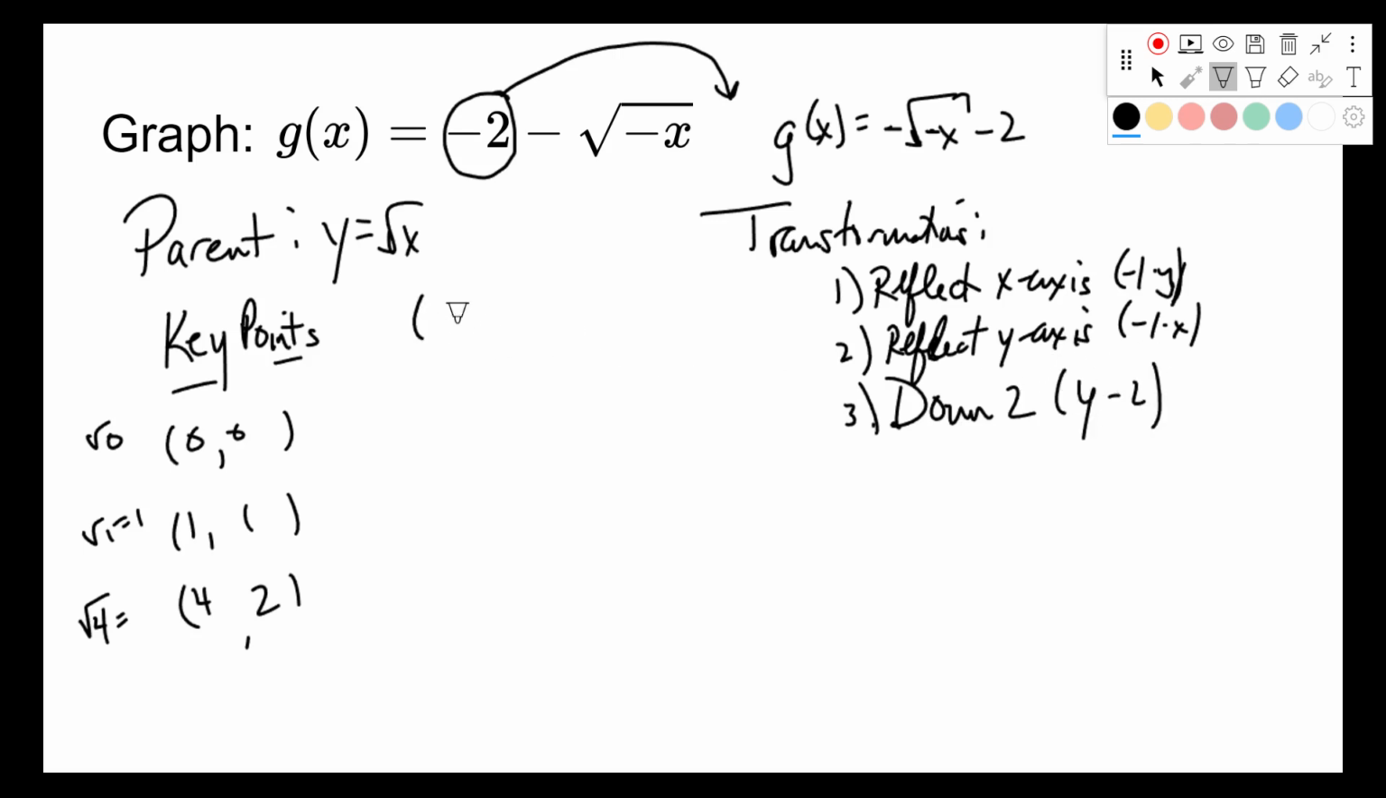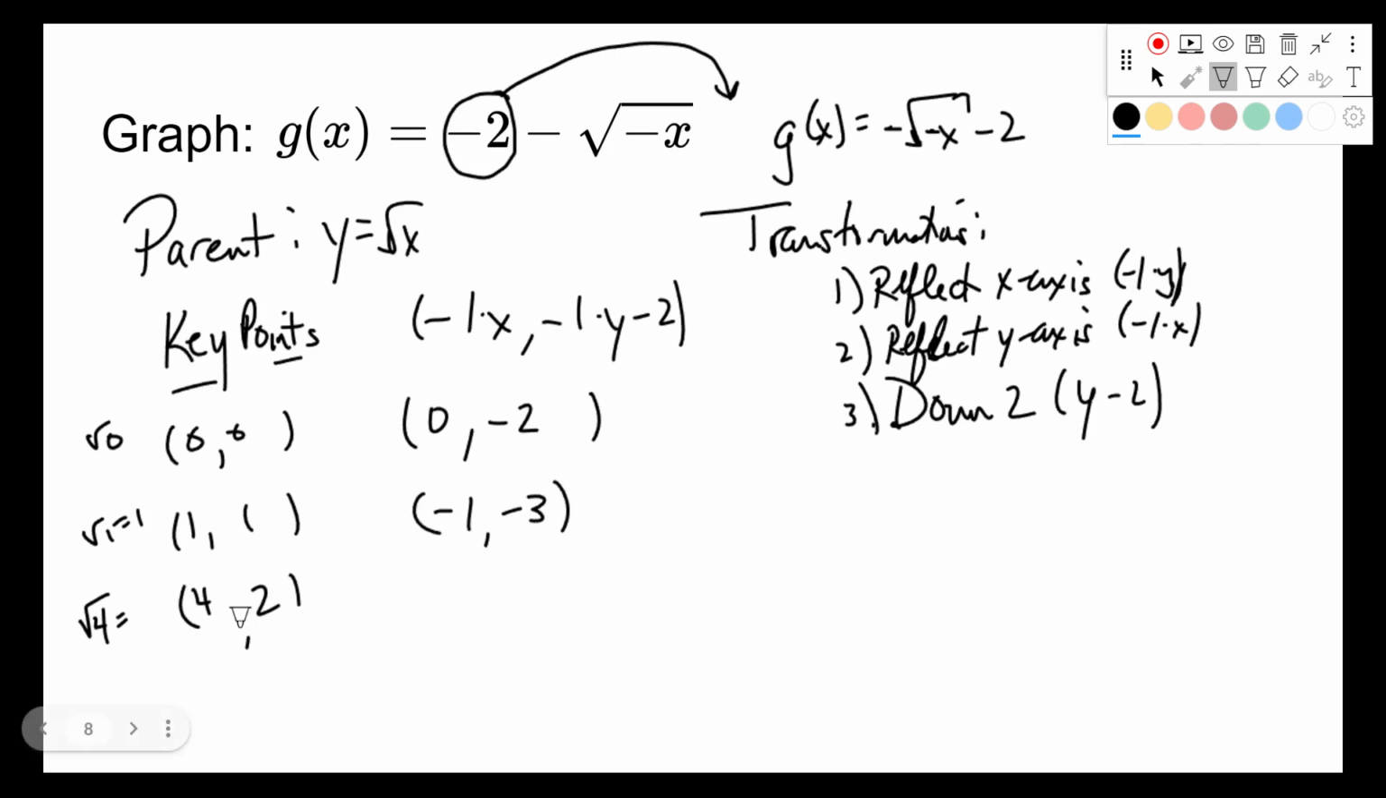So what am I going to do? I need to take the x's, multiply them by -1. The y's, I have to multiply them by -1 and take 2 away. Here we go. We're going to plug them in. If I take 0, put it in for x, I get 0. 0, put it in for y, -2. 1 in for x, -1. 1 in for y, -3. 4 in for x, -4. 2 in for y, -4.